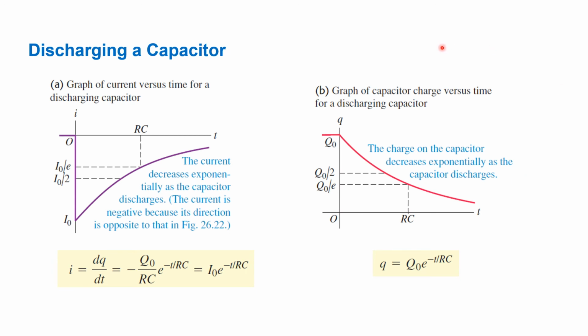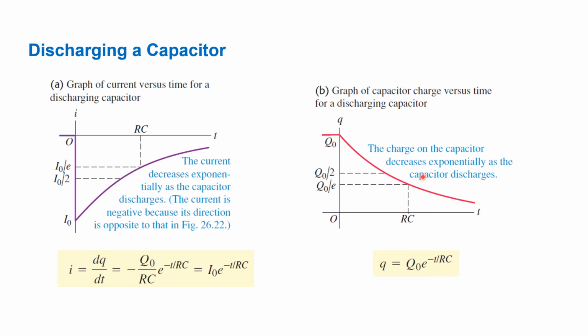So this is the graph of the current versus time for a discharging capacitor. As you can see here, at time equals 0, the current is I naught, and then the current decreases exponentially as the capacitor discharges. The current is negative because its direction is opposite to that of the previous discussion. Here is the equation. You have an exponential decrease because of this exponential term here.